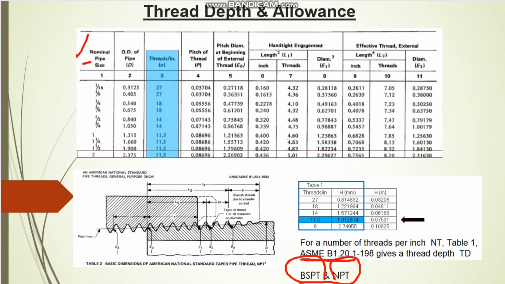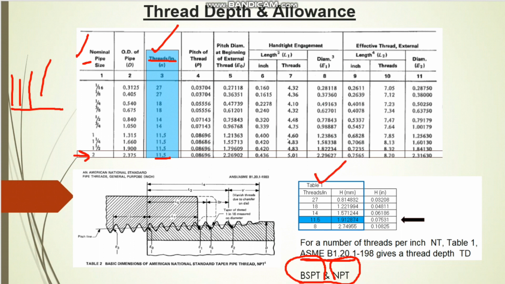What you see here is a nominal pipe size. I just consider 2-inch pipe size, nominal pipe size. In the 2-inch pipe, for example, you can see threads per inch. That means if you have one 2-inch pipe, there will be around 11.5 threads in 1 inch. This is in inches, threads per inch.